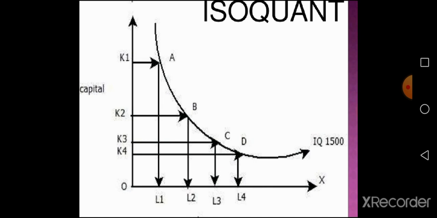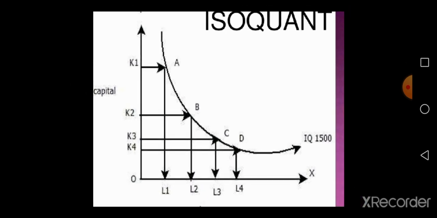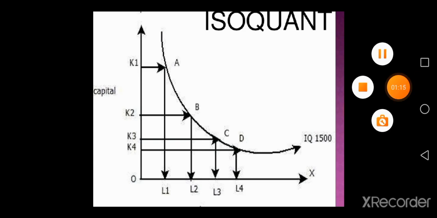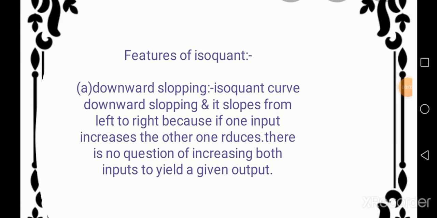With the help of any combination, if some companies take the combination K1L1 or K2L2, K3L3 or K4L4, it gives the same quantity of production, 1500 units. So this is called an isoquant curve. So what are the features of isoquant in a graph?